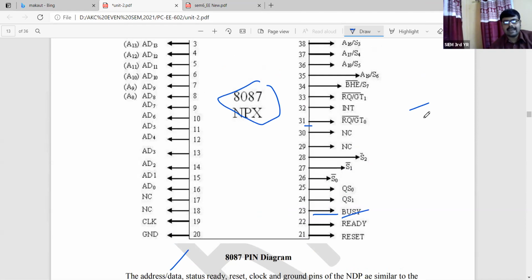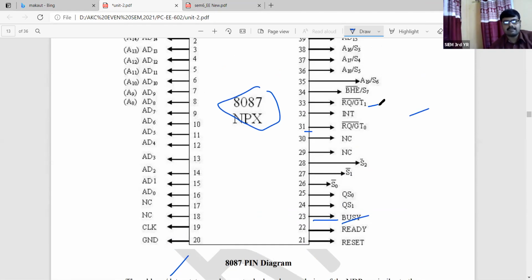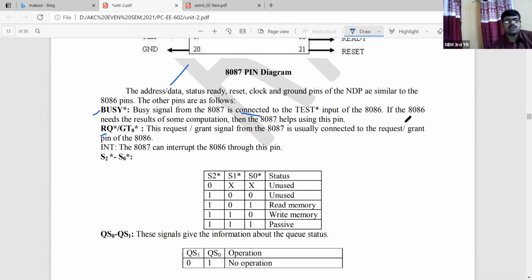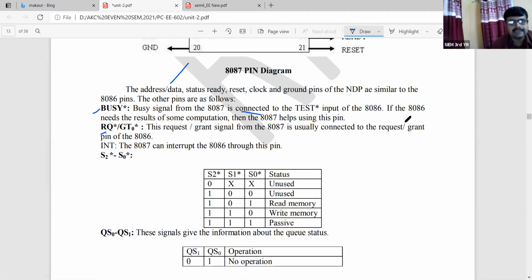Though I have repeated this point many times, in this case also I am repeating the words. That is the pin number 31. If you see, that is an active low signal because the bar sign is there. So the nature of the signal is active low. So RQ slash GT0 bar, that is, this request or grant signal from the 8087 is usually connected to the request or the grant pin of the 8086.